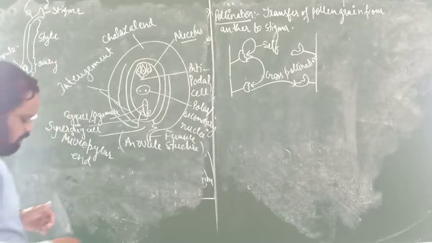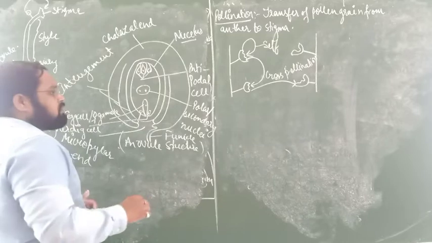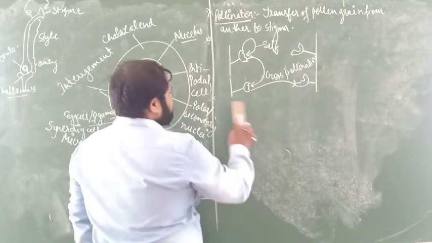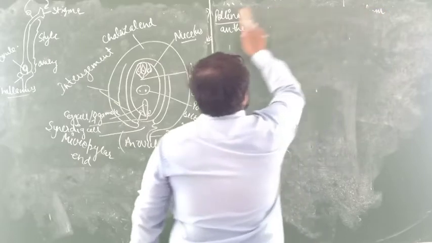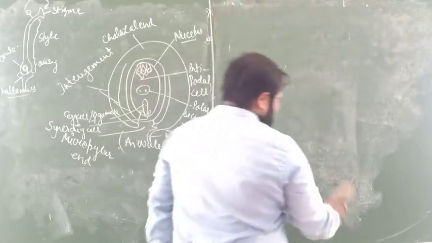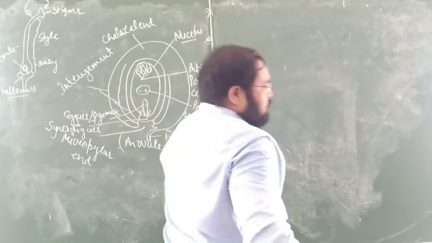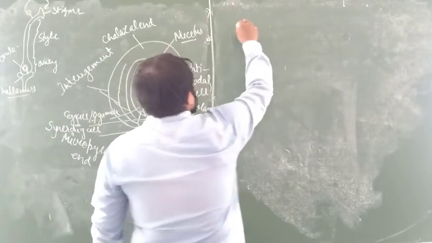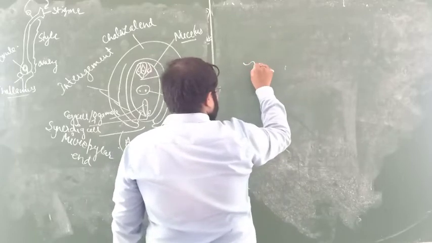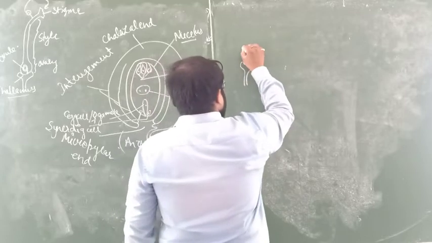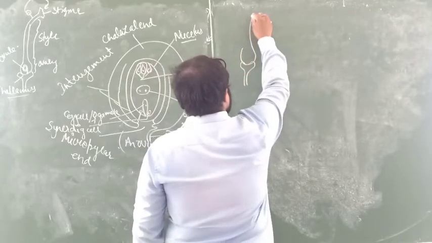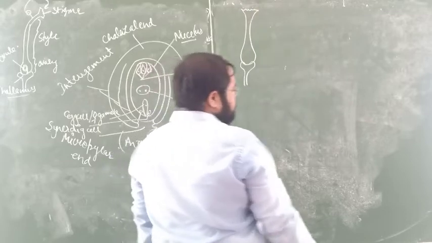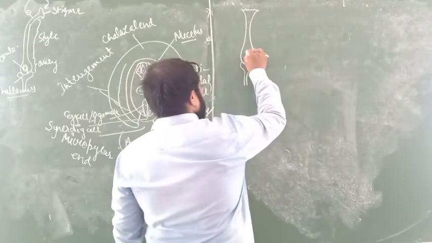Now come to the next one. Next one is very simple. Listen very carefully. Here I am going to erase it, because one by one we have to discuss. Now suppose this is the structure of a thalamus, and this is the part, and here is the ovary.